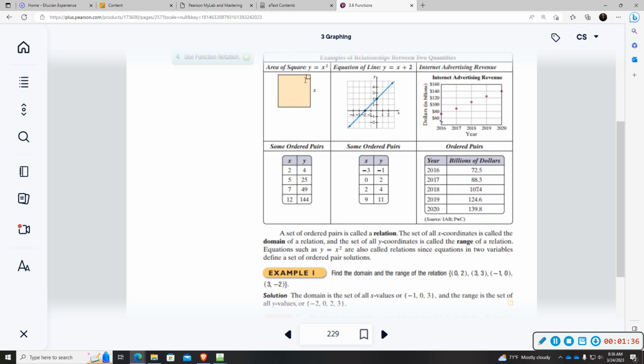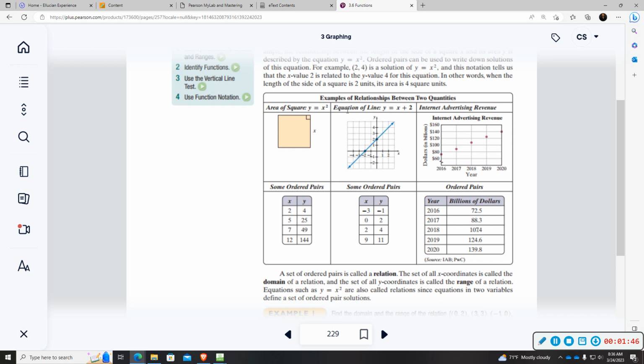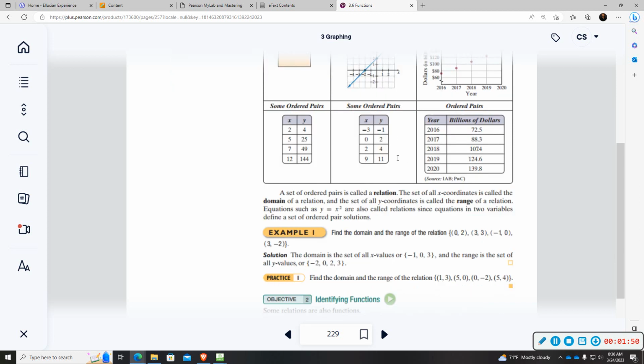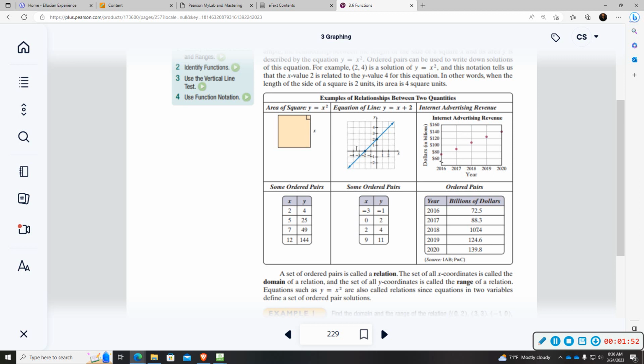So each of these graphs right here associate with the ordered pairs below. So there's multiple ways to write them, and you also have equations. So you have an equation for each of those when given. Not so much with a scatter plot. But you can have an equation, you can have a graph, you can have a table of points. All of them are relations.